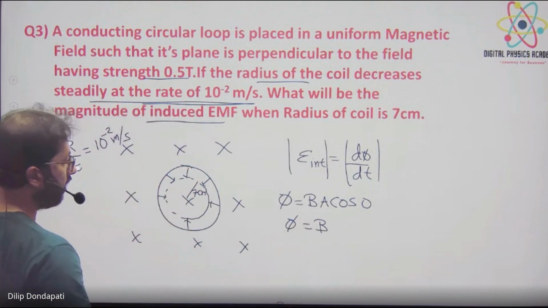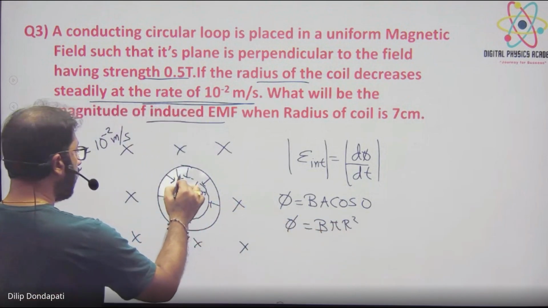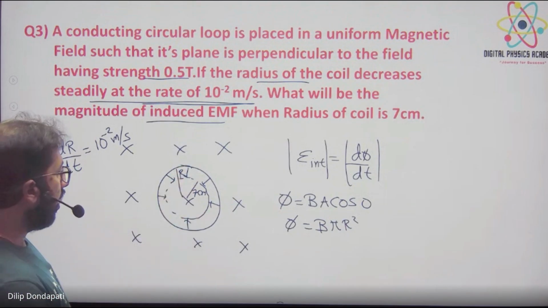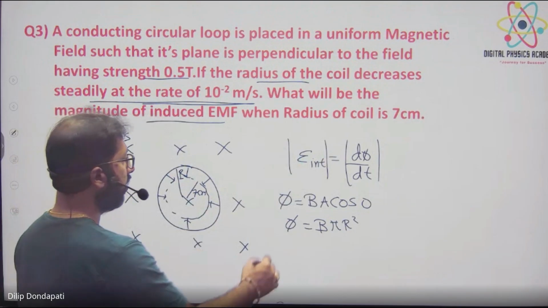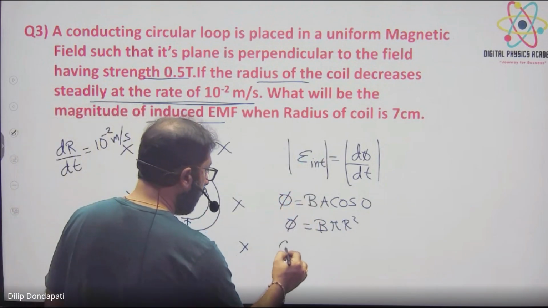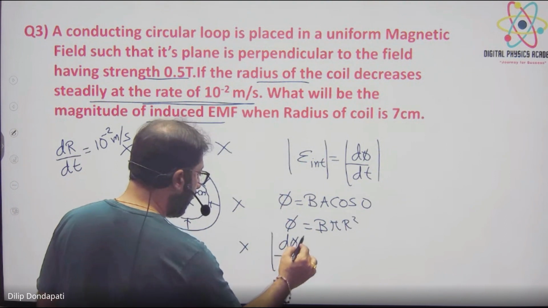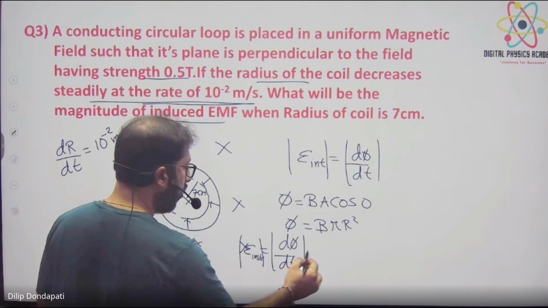Area of the coil is pi r square. Take the initial radius as r. So flux is B pi r square. Now what do you need? Do d phi by dt, then the induced EMF will come. So we are doing d phi by dt, then only we'll get the EMF, right? Mod. The mod of the EMF.